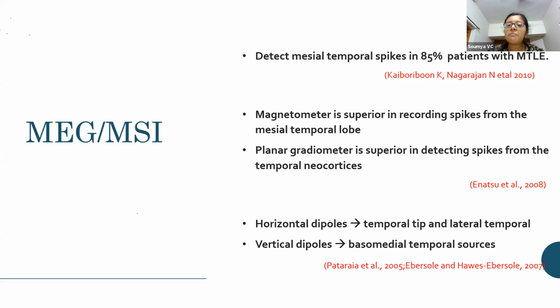MEG detects the mesial temporal spikes in around 85% of the patients with mesial temporal lobe epilepsy. Among the MEG subtypes, it has been found that the magnetometer is superior in recording spikes from the mesial temporal lobe, whereas a planar gradiometer, which identifies the potential difference between two regions, is superior in detecting spikes mainly from the temporal neocortices. Among the dipoles identified by MEG, the horizontal dipole will localize the source more towards the temporal tip or the lateral temporal regions, and vertical dipoles to the basomedial temporal sources.